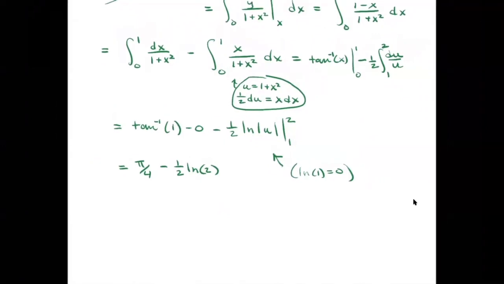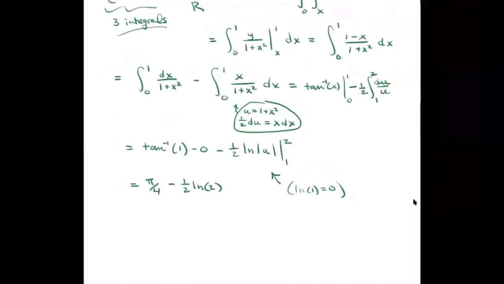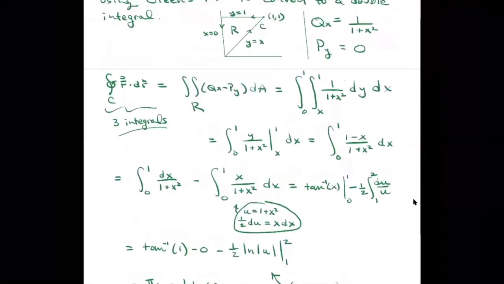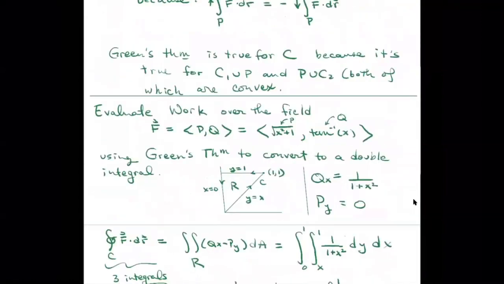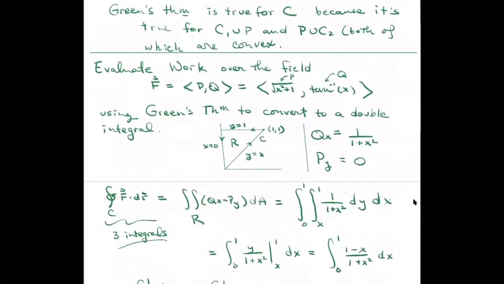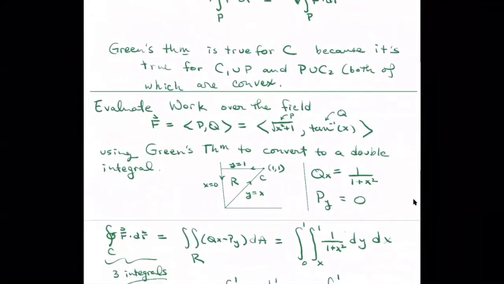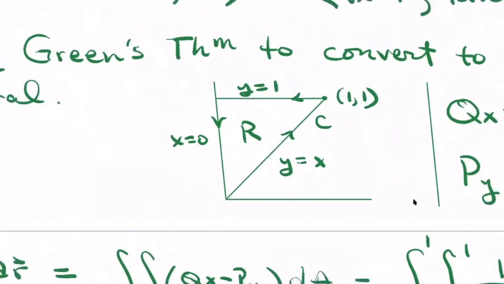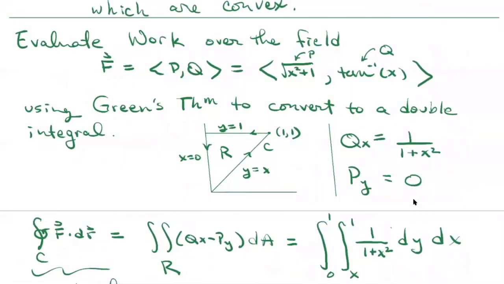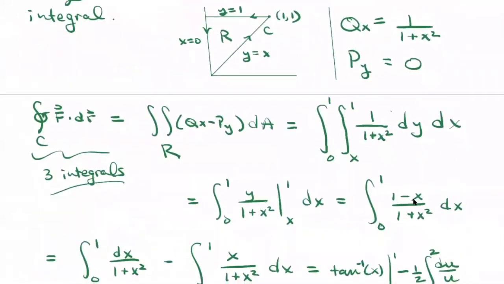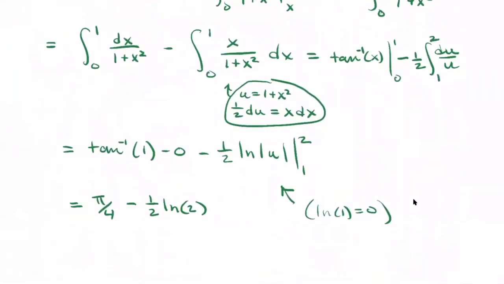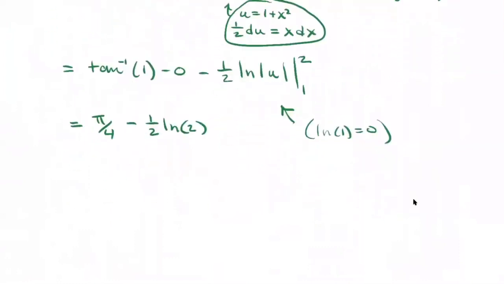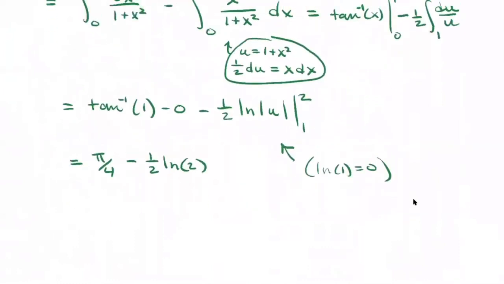And so that's how much work it takes to move the object around the curve that I drew, wherever the curve went. Pretty good. I mean, it's right here. So the object we're moving has been moved around that curve through the force field described above. And the amount of work was pi over 4 minus 1/2 log 2, and that would be in joules or foot-pounds. Okay, any questions?